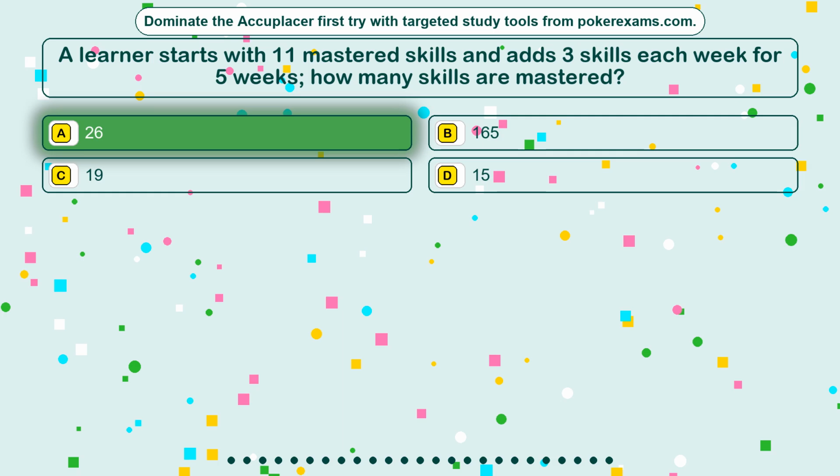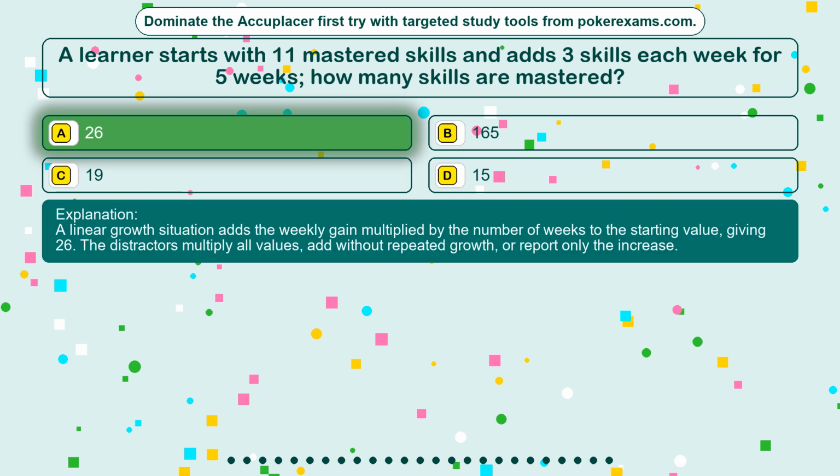The correct answer is option A, 26. A linear growth situation adds the weekly gain multiplied by the number of weeks to the starting value, giving 26. The distractors multiply all values, add without repeated growth, or report only the increase.